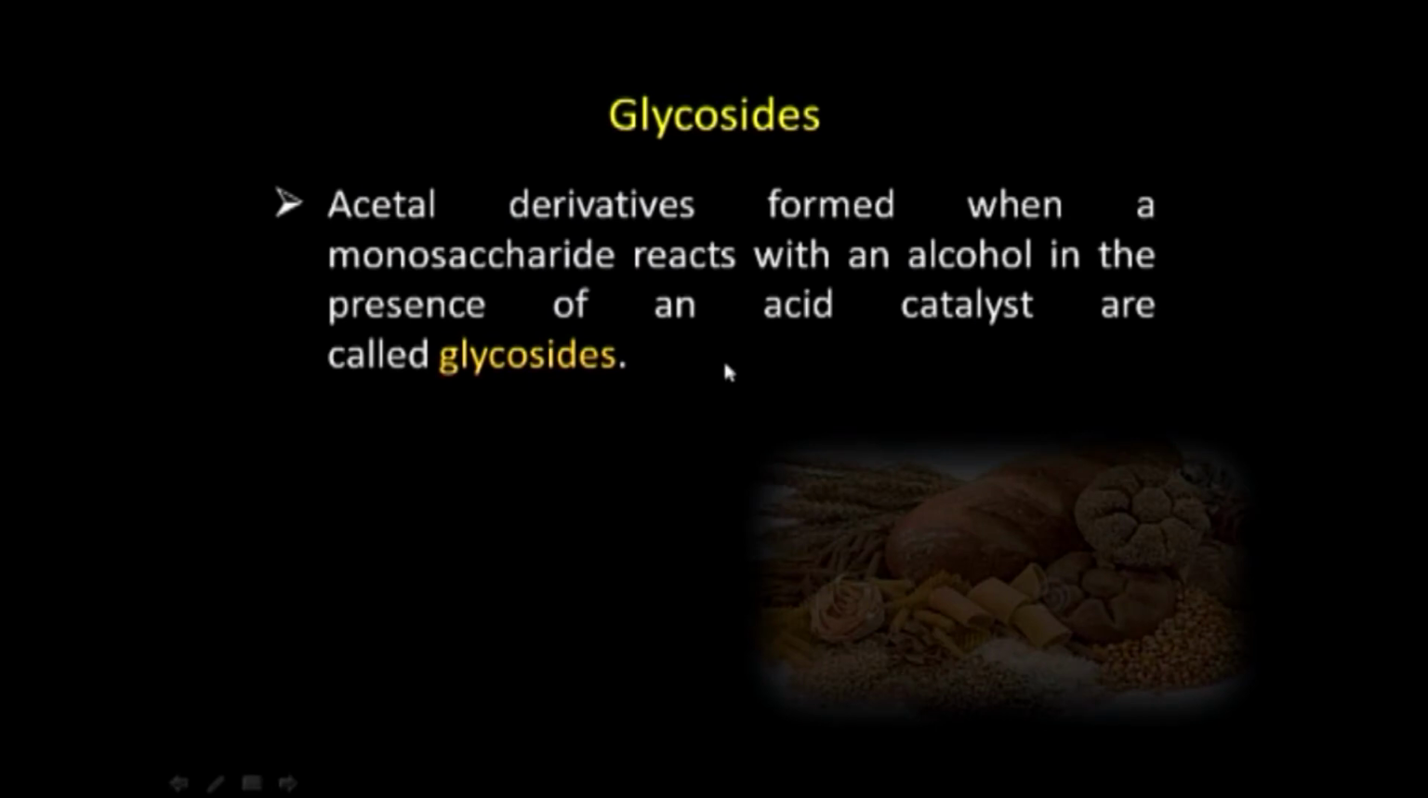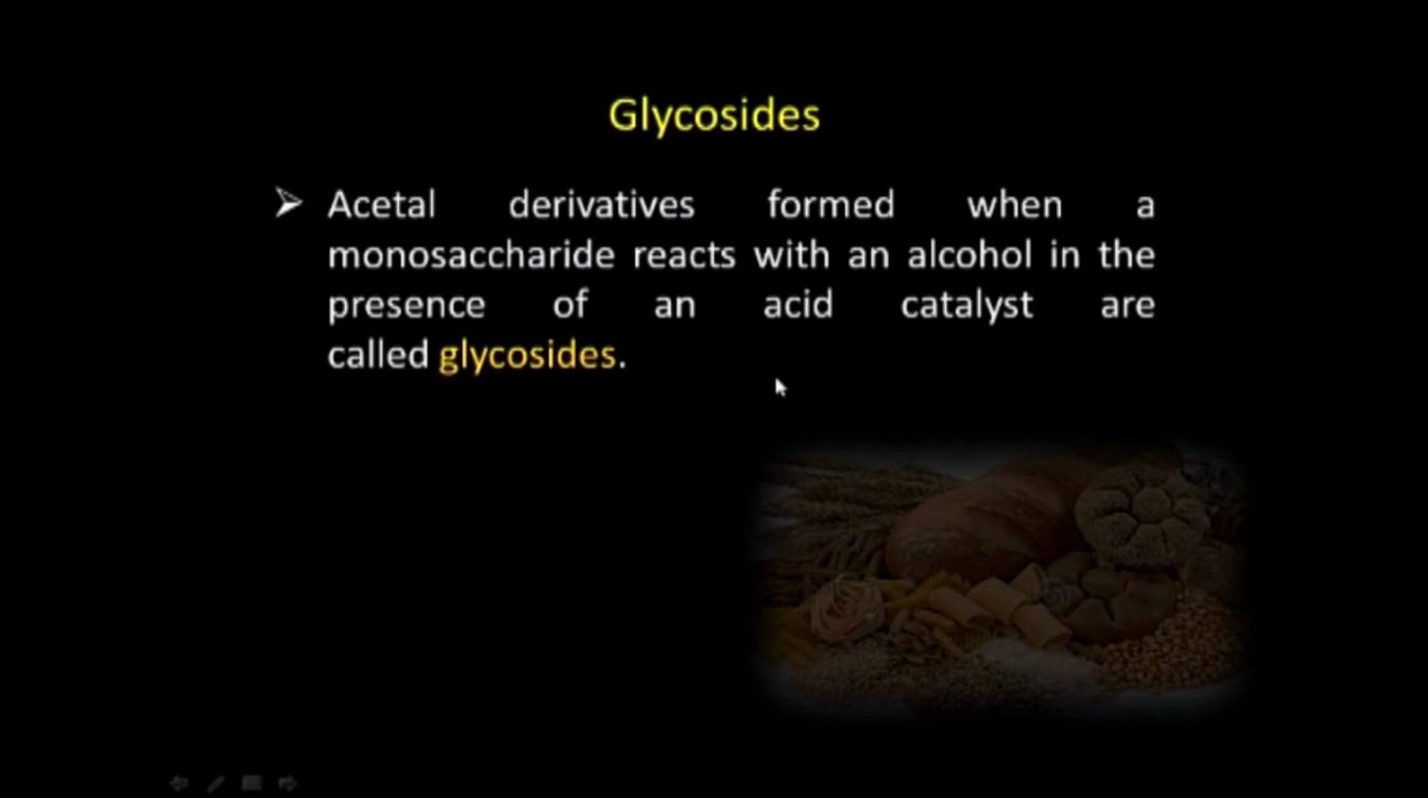Now, let us talk about the glycosides. We have discussed while discussing the determination of the cyclic structure for glucose, it was found that glucose reacts with one molecule of alcohol and the products formed, they behave like acetals. So, we say that acetal derivatives are formed when a monosaccharide reacts with an alcohol in the presence of an acid catalyst. These were called as glycosides, and on this basis we said that probably these monosaccharides, as far as we are talking about glucose or fructose, they exist as a hemiacetal structure.